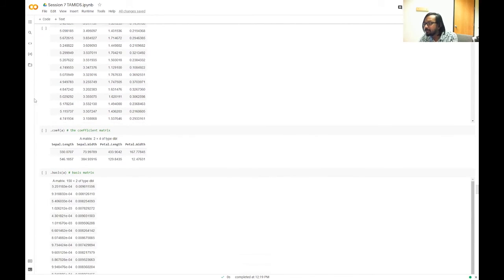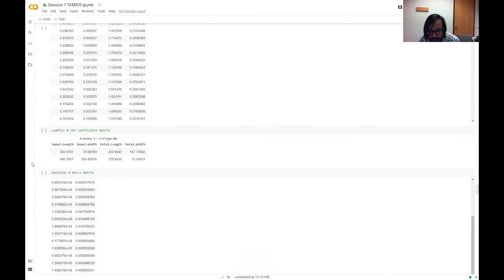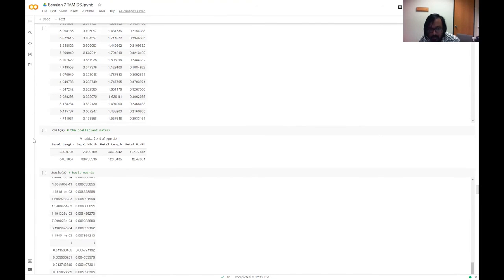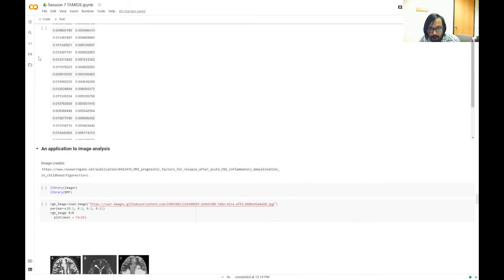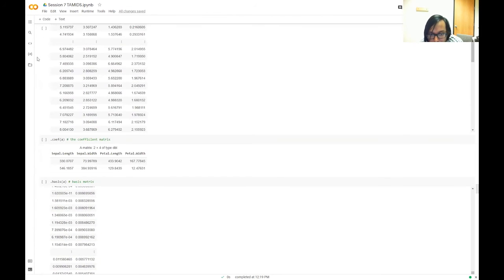If you want the H matrix, the coefficient matrix, you do dot COEF of A, then you get the coefficient matrix. And if you want the W matrix, then you do dot basis of A, which gives you the basis matrix. So based on the NMF object, you can extract whatever information that you need here.